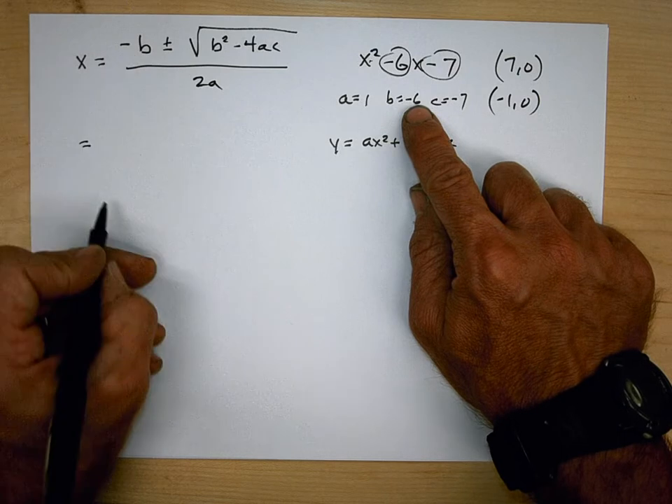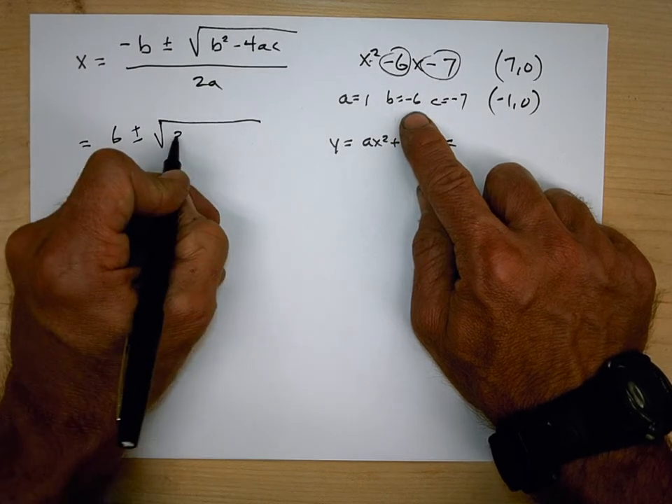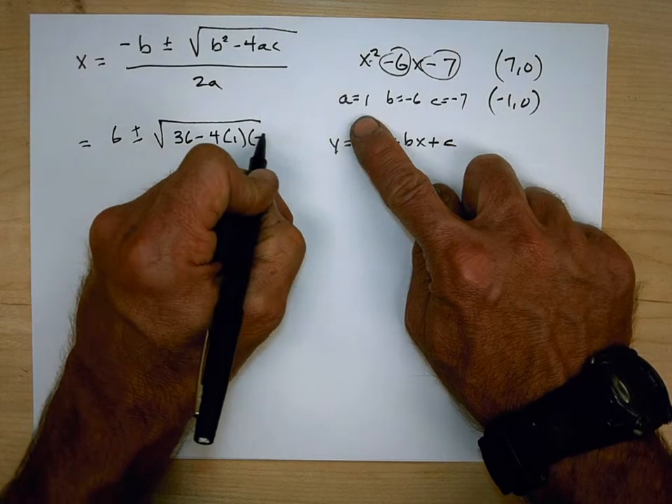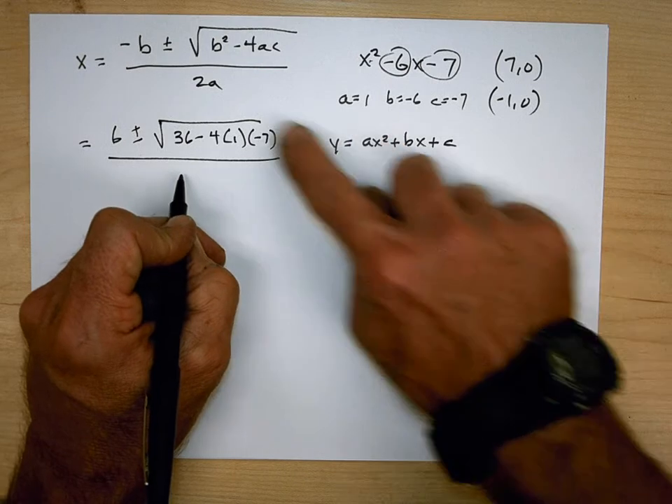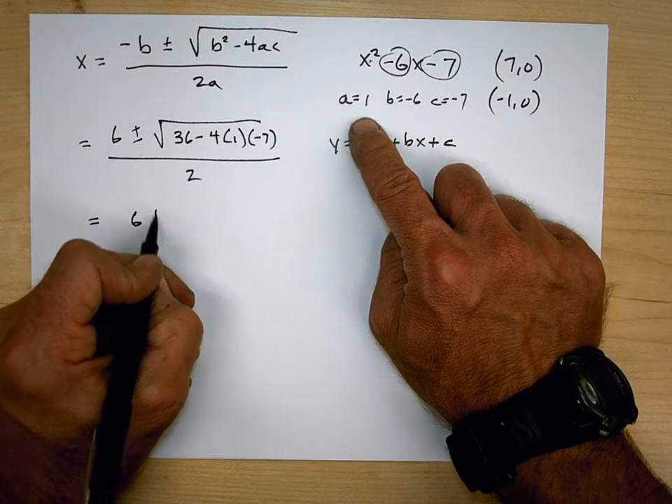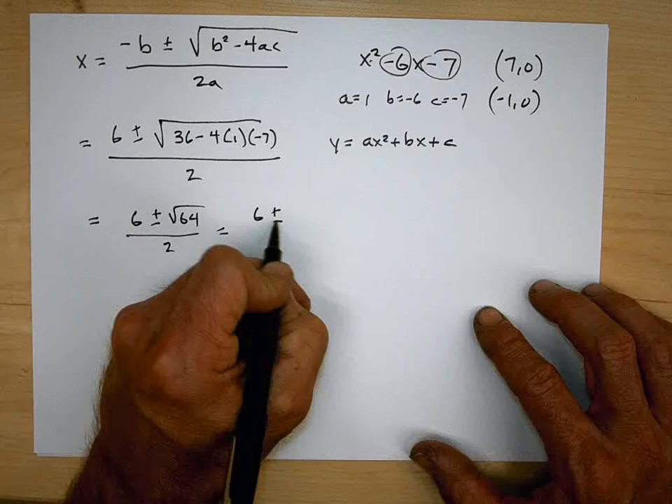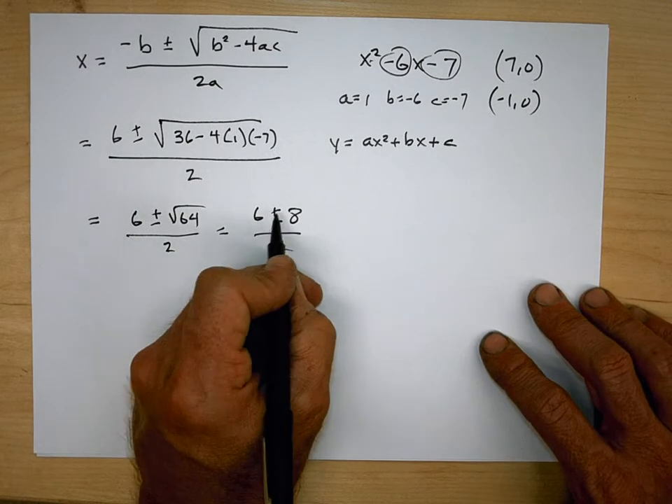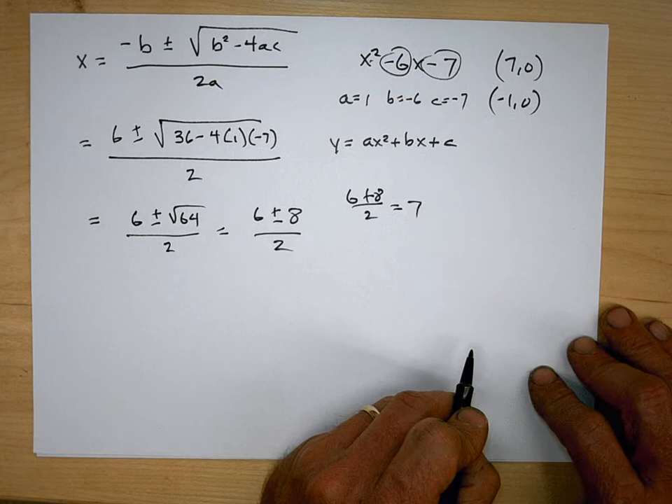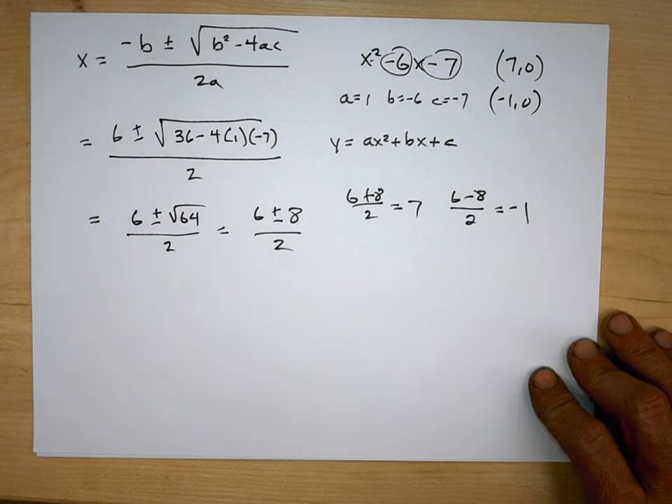So let's go ahead and plug that in. Negative of -6 is +6 plus or minus the square root of (-6) squared, which is 36, minus 4 times 1 times -7, all over 2a. A is 1, so that's just 2. Now if you were to simplify this, you would find that this is 6 plus or minus the square root of 64 over 2, which is 6 plus or minus 8 over 2. That's going to give us two roots, right? One of them is 6 plus 8 over 2, which does give us our 7, and the other one is 6 minus 8 over 2, and that will give us our -1.